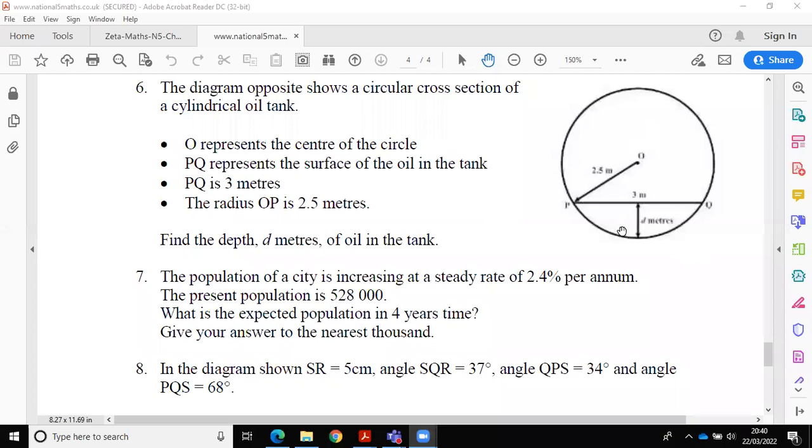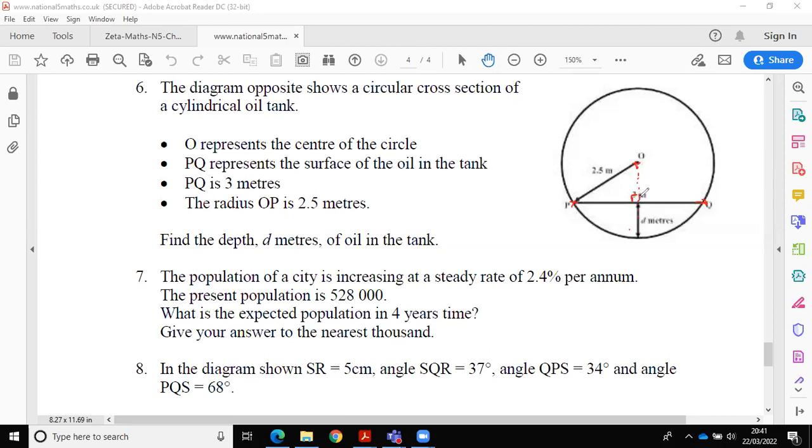Slightly different way of looking at lines in a circle, and working out angles. We've got a chord this time, so the line PQ represents the oil surface. P to Q is a chord, a straight line side to side. O to P is a radius. If we bring our line straight down from O, we're going to cut that chord in half and create a right angled triangle.